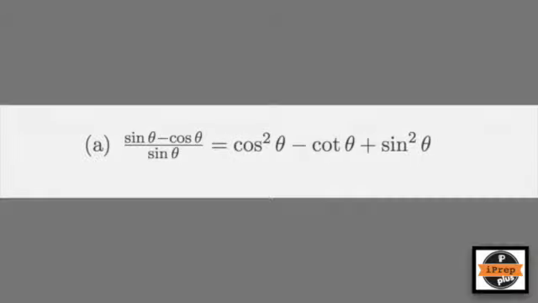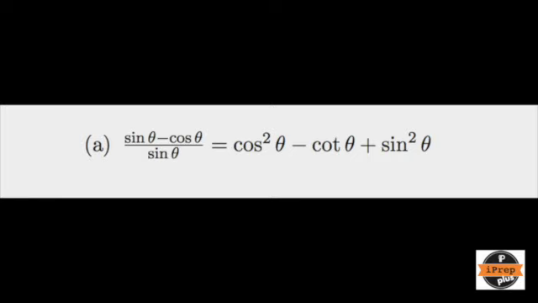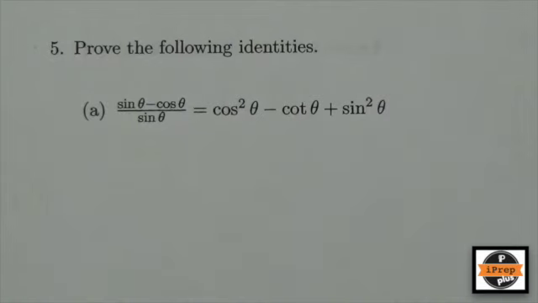Prove the following identities. Sine of theta minus the cosine of theta, divided by the sine of theta, is equal to the cosine squared of theta minus the cotangent of theta plus the sine squared of theta. All right, now we're going to start proving identities.